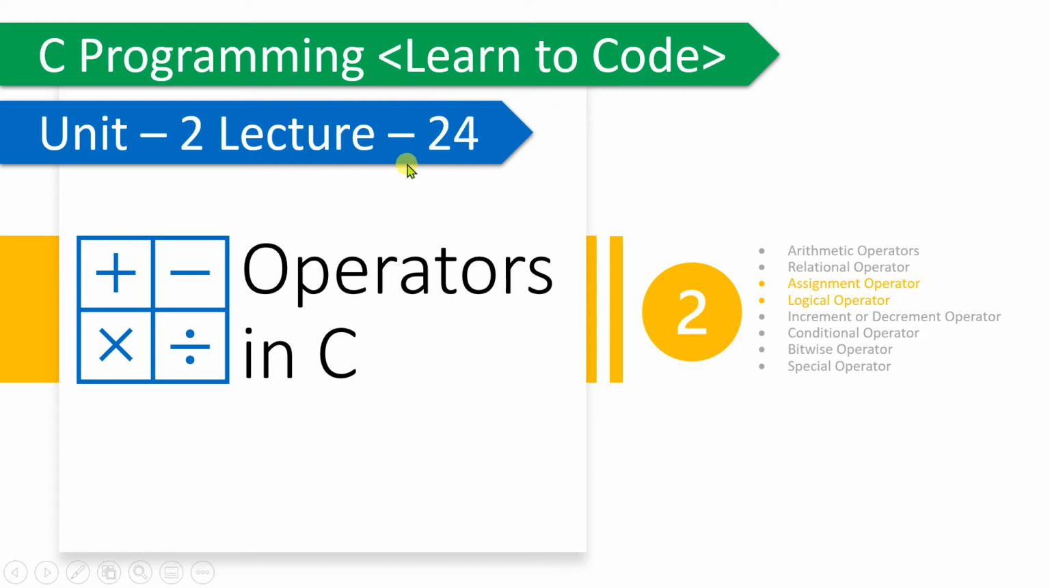This is the 24th lecture of Unit 2, and in this lecture we will continue our discussion on operators in C. In the previous lecture we talked about arithmetic operators and relational operators, and in this lecture we will complete the discussion of assignment operator and logical operator. So let's begin.